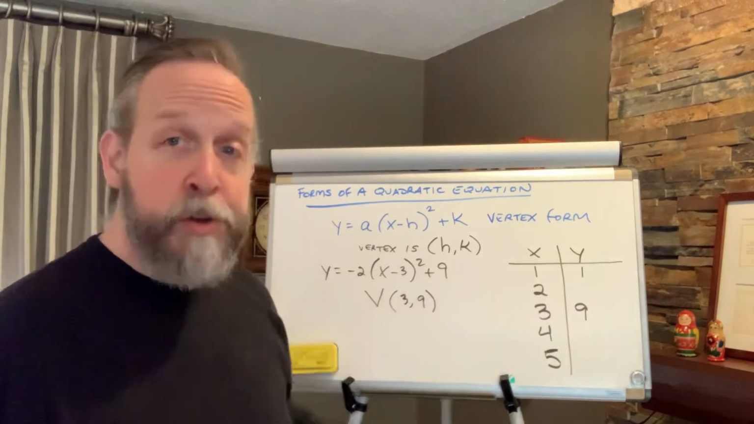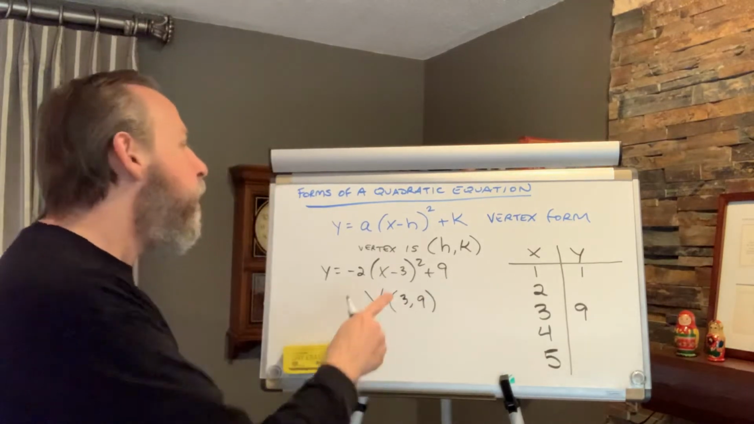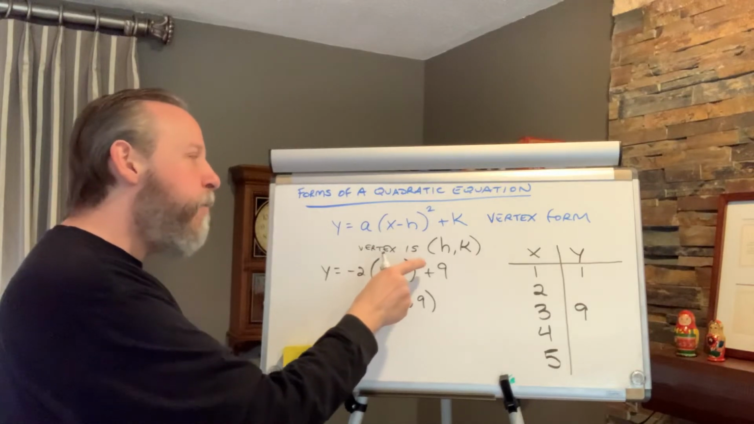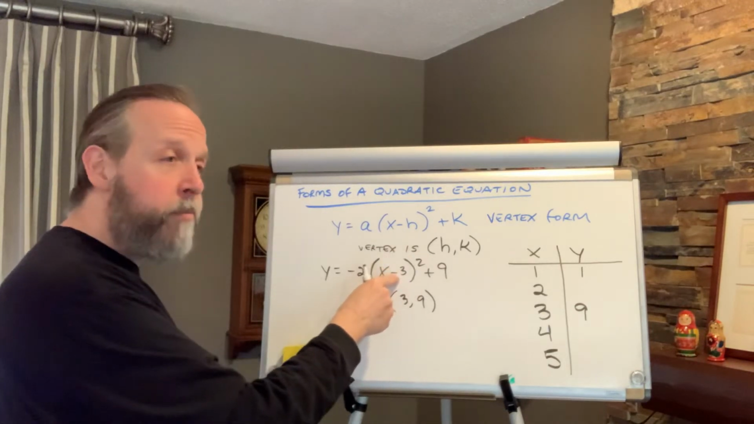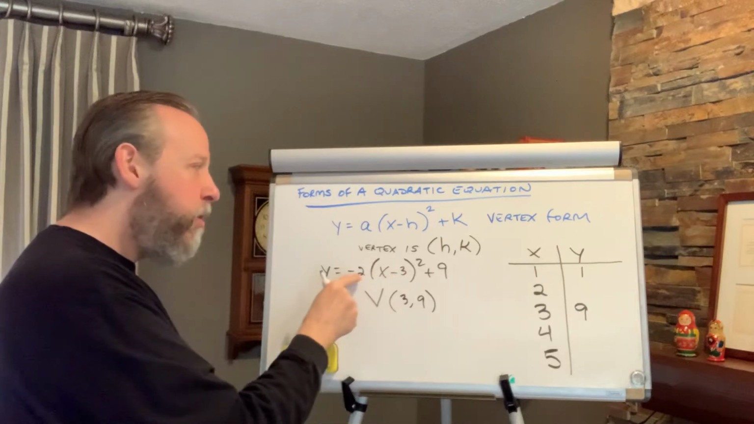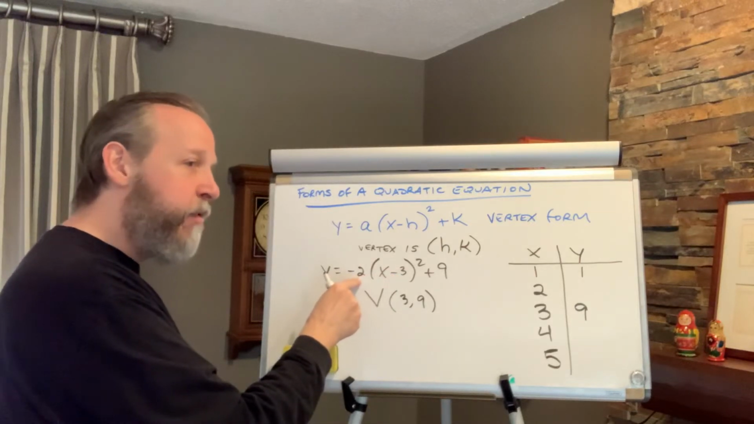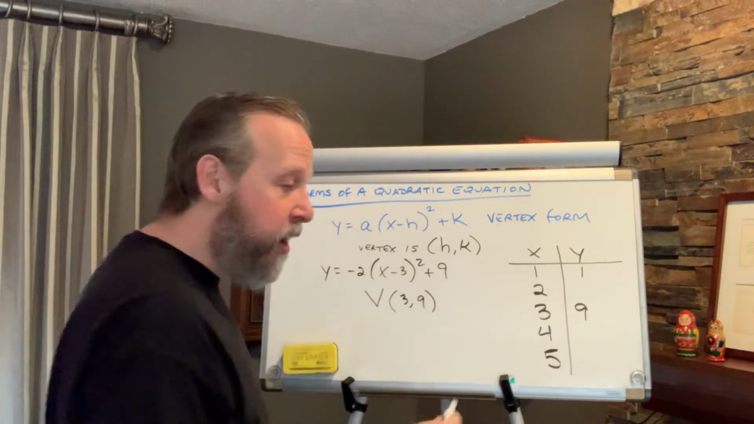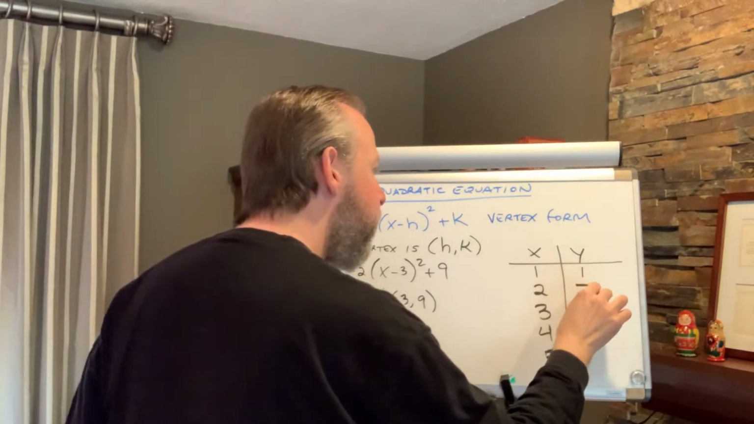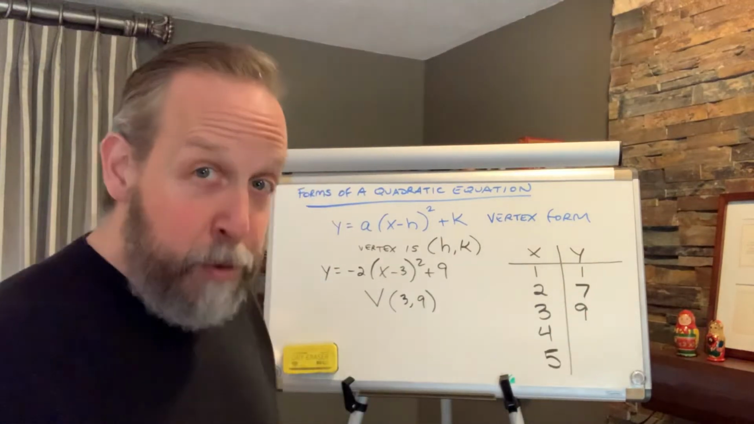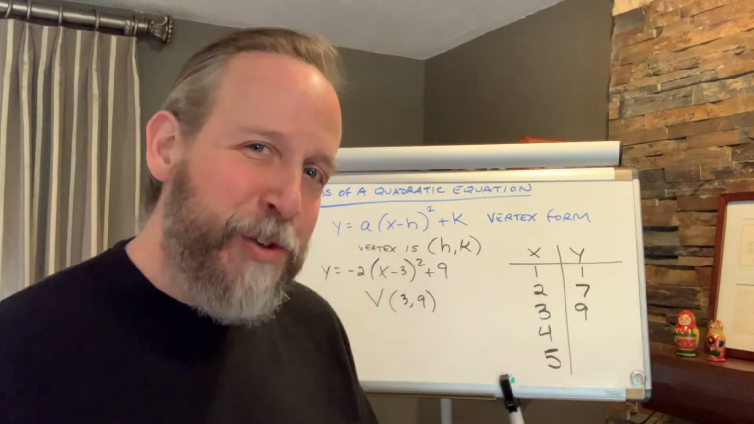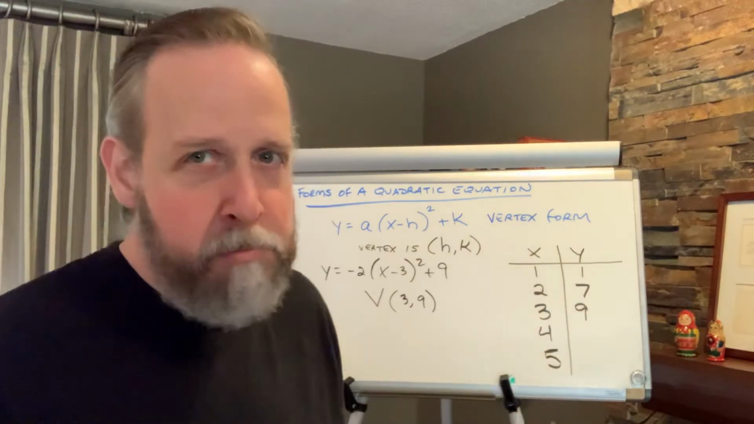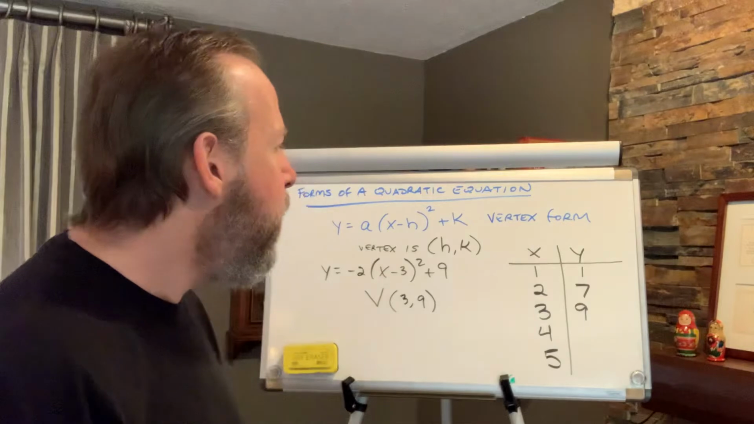Now I'm going to plug in the number 2. 2 minus 3 is -1. -1 squared is 1. 1 times -2 is -2, plus 9, 7. If I'm doing it right, I don't actually have to do the other 2 problems because I know it's symmetric. It should be 7 and 1, but I'm not sure. So let's just check it out.